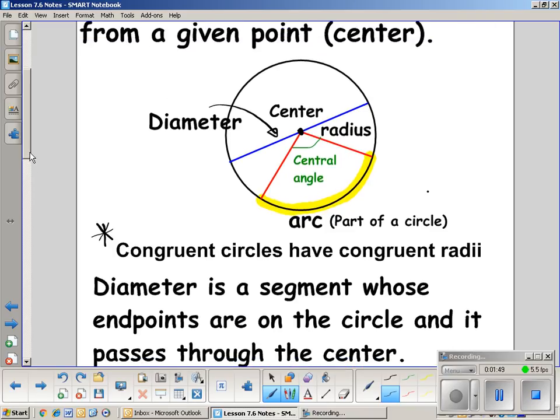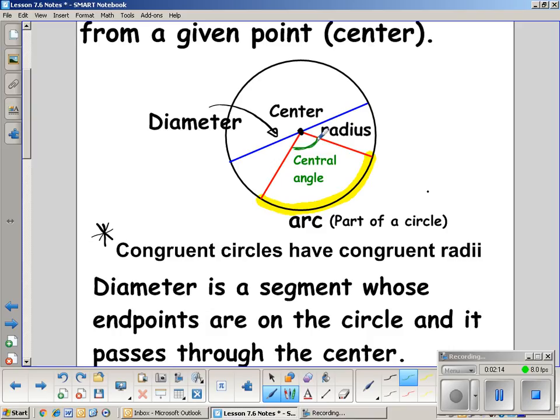And then looking at the circle, the blue line is the diameter. Diameter is all the way across the circle, passing through the center. The two red lines are radii. Radii is plural for radius, and so there's two of them. The central angle, we're talking about this angle right here.